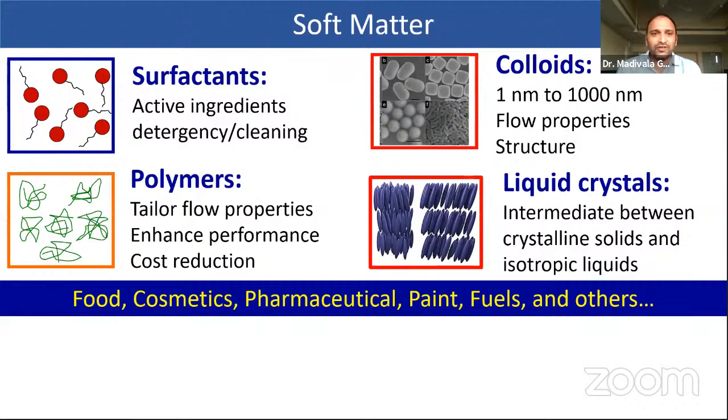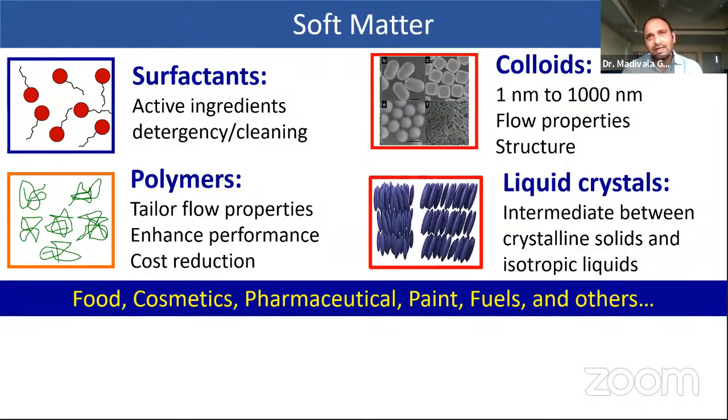Just to give you a brief overview of the different constituents that make up soft matter, you can think of surfactant molecules, which are surface active reagents, commonly found in any of the cleaning products that you may have used. Polymeric materials are used as additives for improving flow properties, enhanced performance, cost reduction, and so forth. And colloidal particles, which are particles in the size range from one nanometer to about 1,000 nanometers, are again used to impart structure and flow properties to materials. And finally, the liquid crystals, which are materials intermediate between crystalline solids and isotropic liquids, again have a very wide application in liquid crystalline displays and so on.